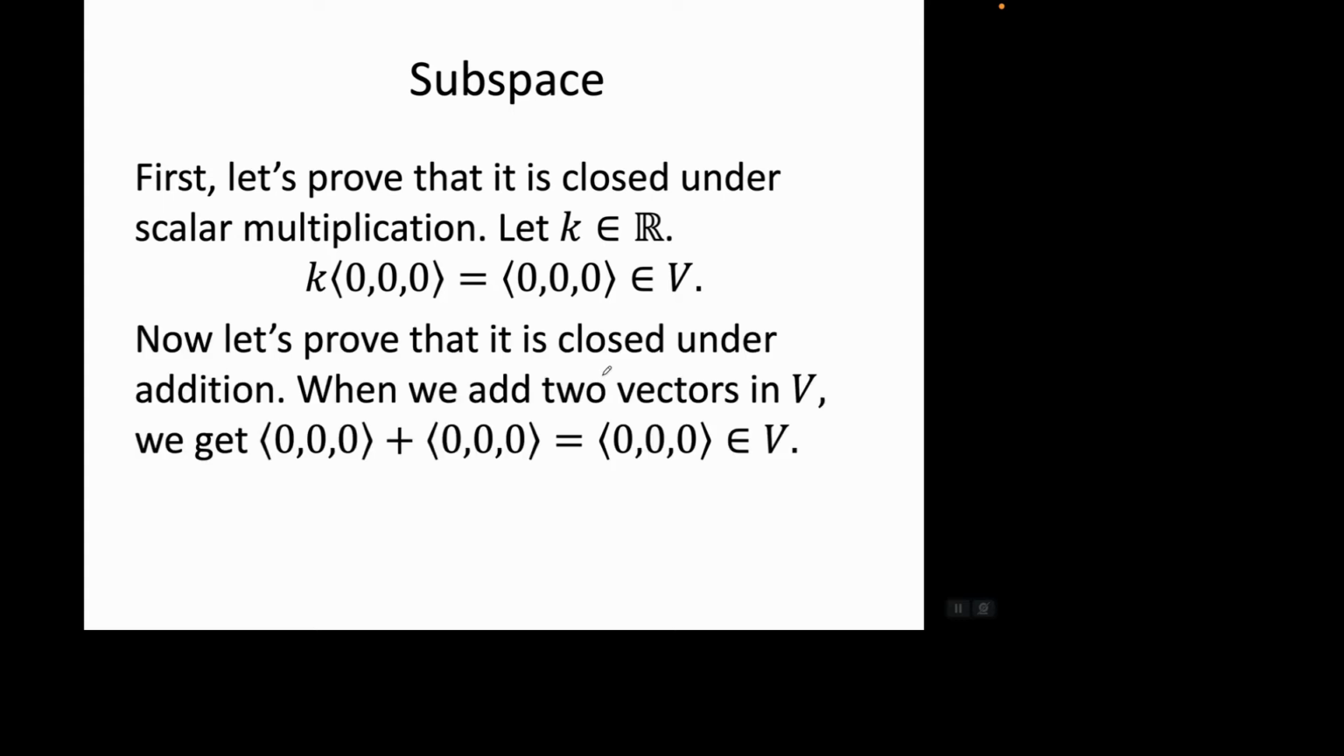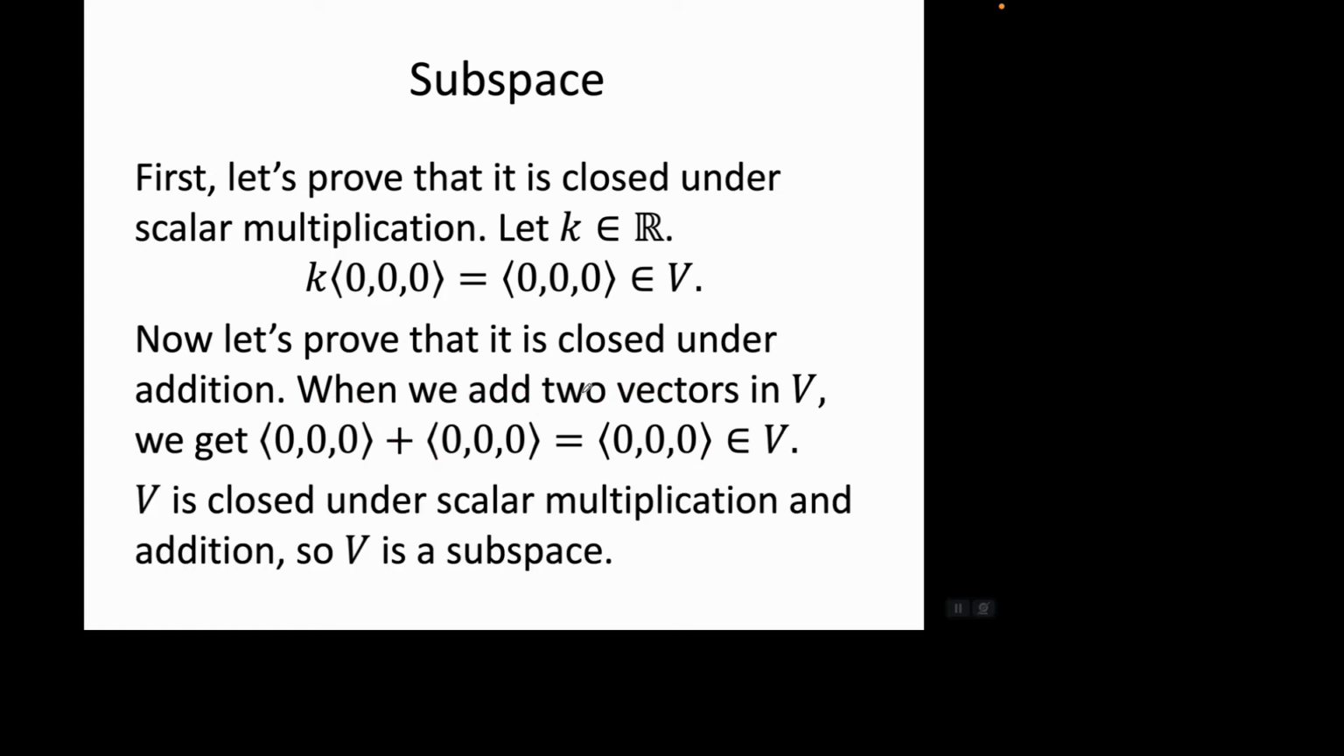Now let's prove that it's closed under addition. When we add two vectors in V, well, there's only one vector in V, so you don't have a lot of choice here. But when you add two vectors in V, here's one vector in V, there's the other vector in V. You add them together, you get (0, 0, 0), and that's in V. V is closed under scalar multiplication and addition, so V is a vector space.